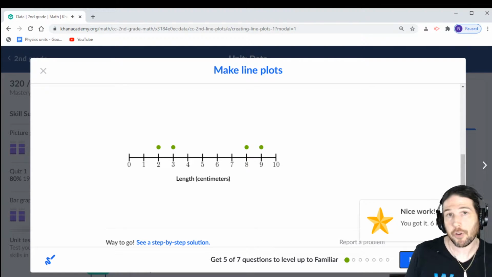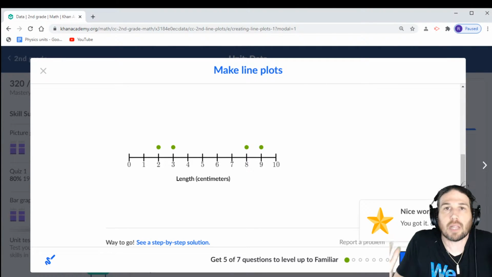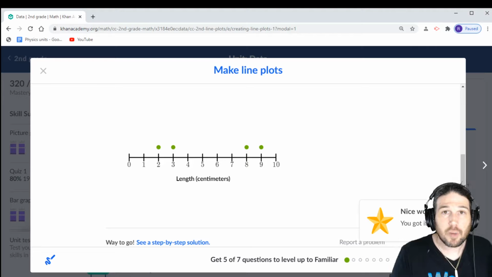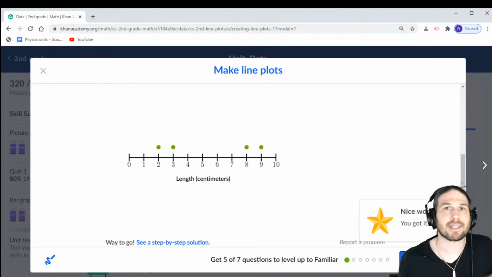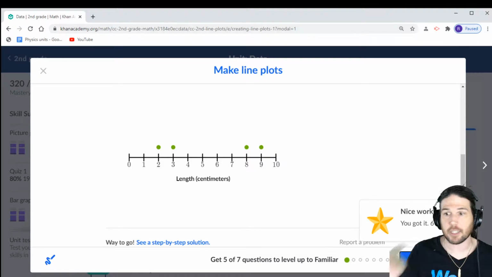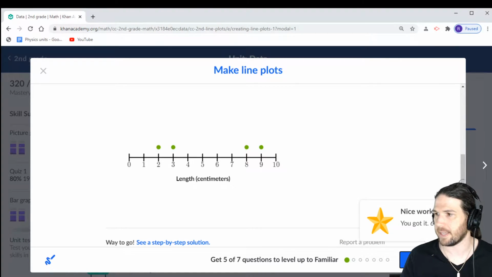It's just another way of visualizing what's going on so that you can see easily and quickly who has the most, who has the least, and what the difference is between any two people, or pencils in this case.